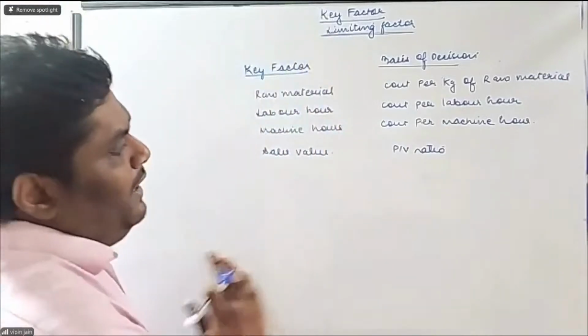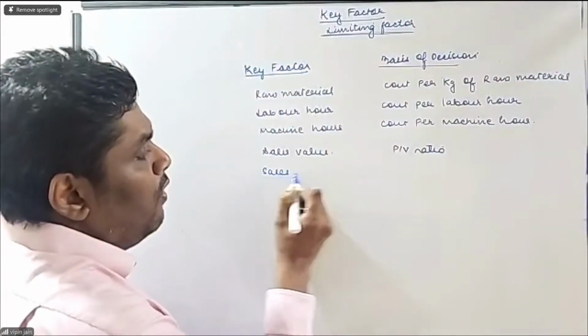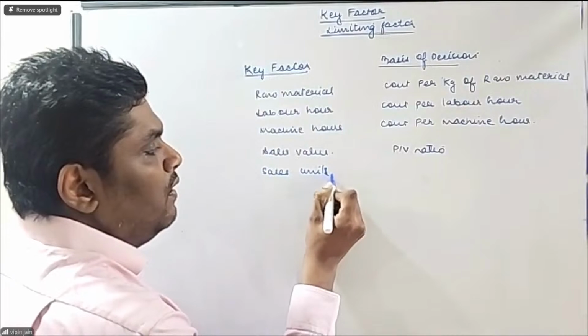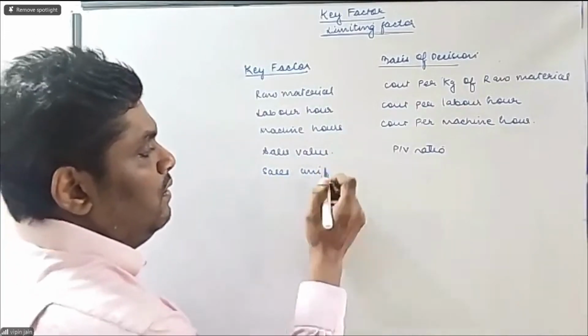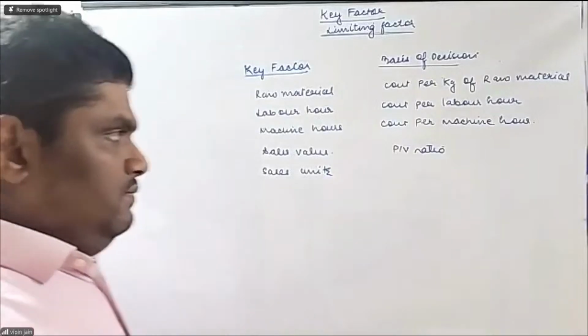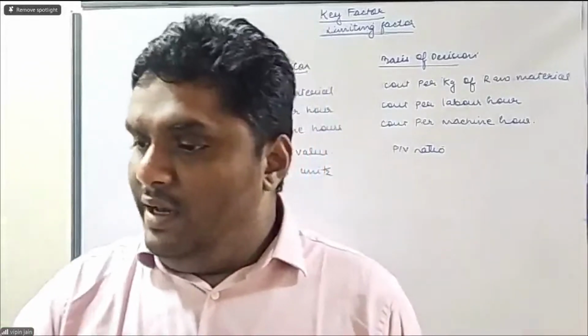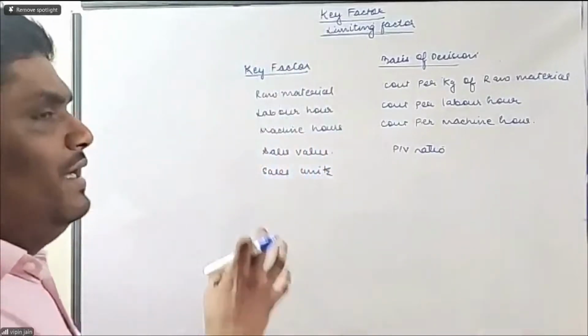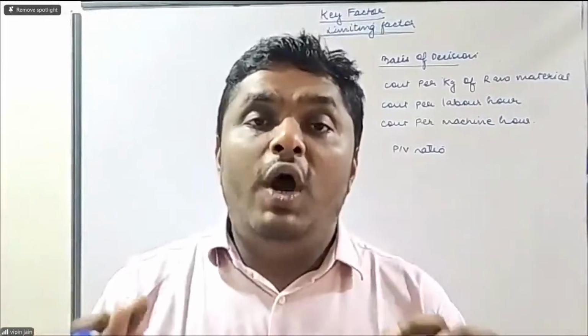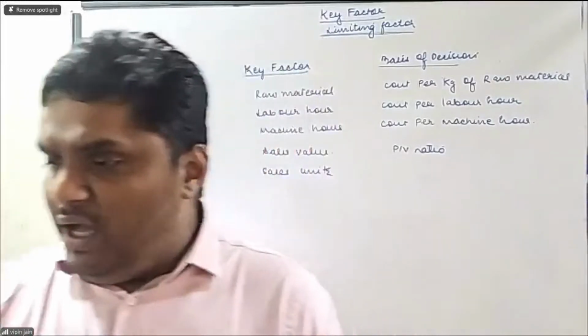Okay, one more point. Sales units is the key factor. Next question, if my sales units are limited, that we can't manufacture and sell more than 50,000 units. So what will be the basis of decision? Waiting for your answers now.